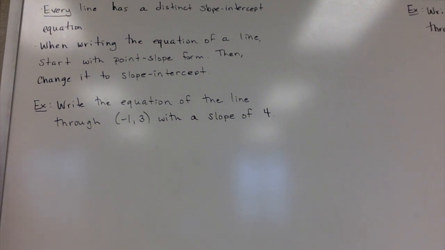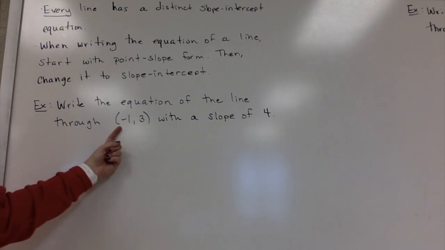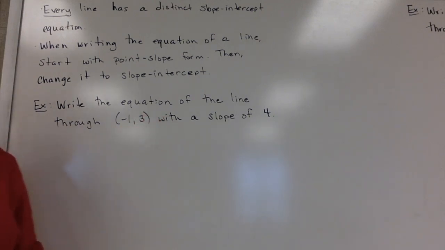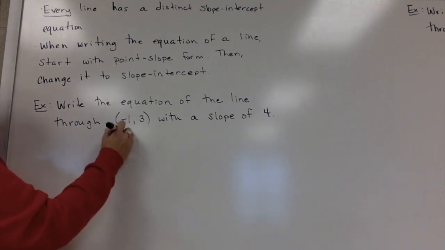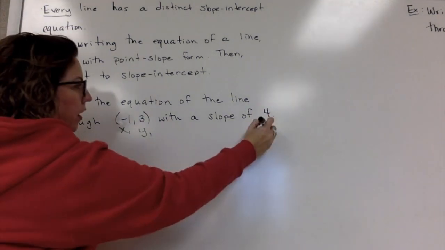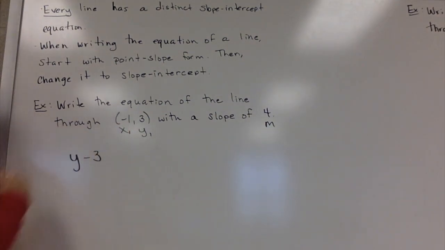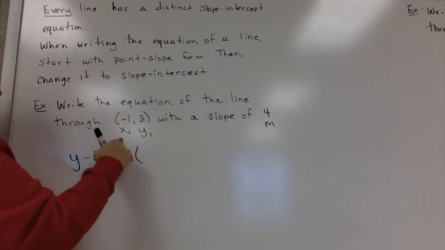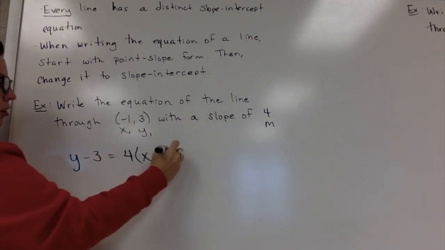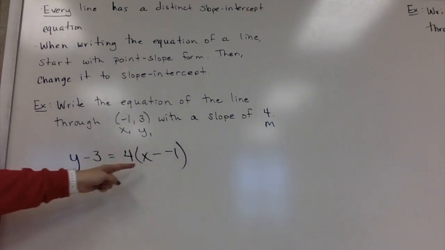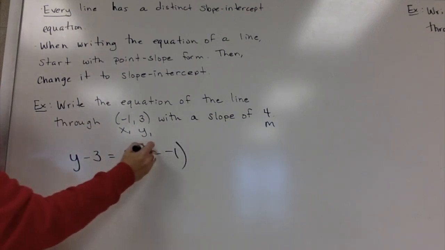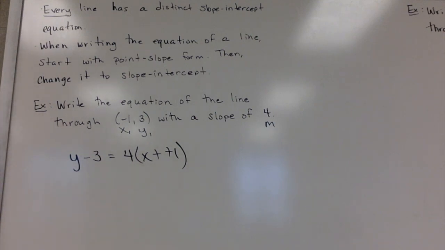So we'll look at a couple of examples here. The first one: write the equation of the line through the point (-1, 3) with a slope of 4. So we're going to start with that point-slope equation where we have x1, we have y1, and we know m. So we'll have y minus the y value of our ordered pair, which is 3, equals m, which is 4, times x minus the x value. Be really careful there. It's x minus -1, which is really, we know, going to turn into x plus 1.